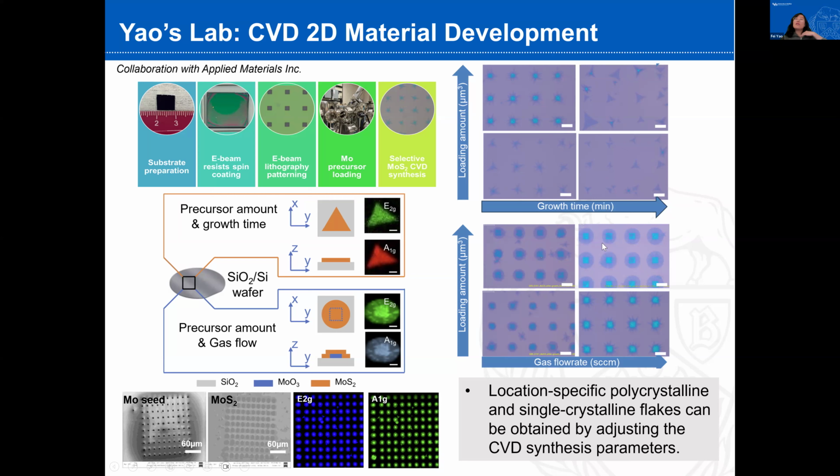Considering that the MoS2 circular dot pattern showed better location selectivity, we are more interested in this one. There are some characterizations showing a moly seed right after patterning, and the arrays of MoS2 growth after the CVD process. The formation of MoS2 is evidenced by the Raman mapping, which shows the E2G and the E1G vibration modes here.